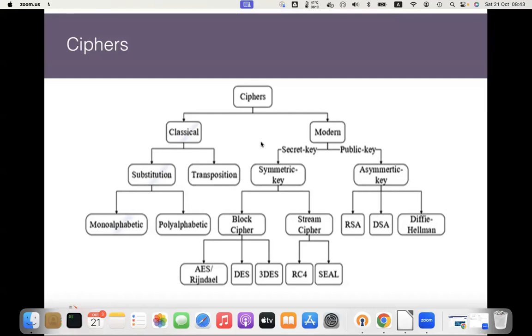Then in the modern ciphers, there is a category called public key cryptography. We call them asymmetric key cryptographic algorithms as well. In asymmetric key cryptography, we use two different keys, one key for encryption and the other key for decryption. Under the asymmetric key category, we can see several algorithms. We call them RSA, DSA, Diffie-Hellman. One is missing in this diagram, that is elliptic curve cryptography.